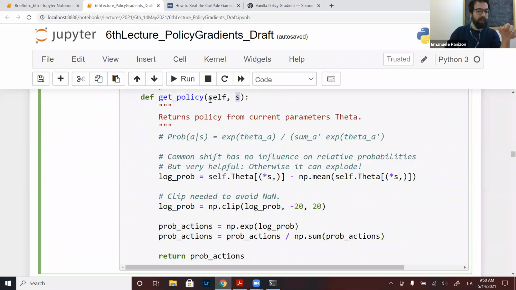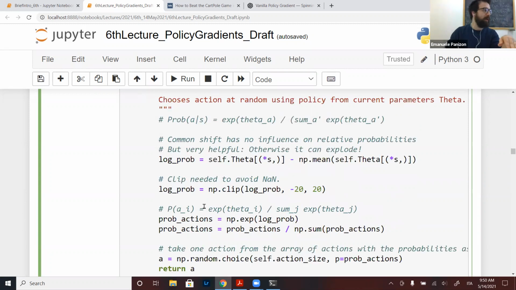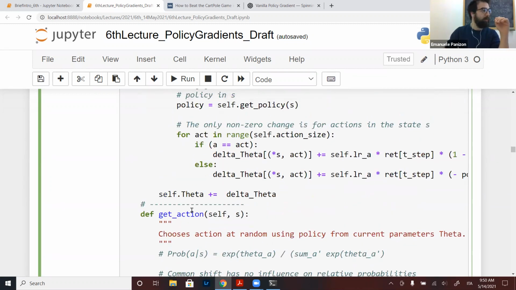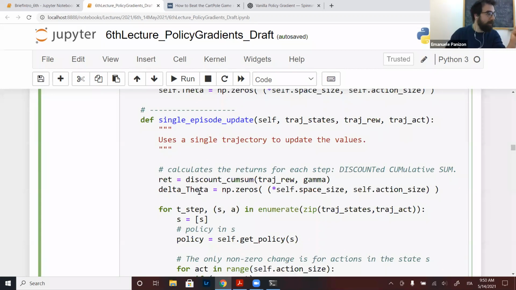I'm given a state, but I do the same exact step, but instead of returning a random action chosen by those probabilities, I return the whole set of probabilities for all actions in that state. Okay, but this is essentially the softmax part. It's not the policy gradient REINFORCE part, which is even simpler.